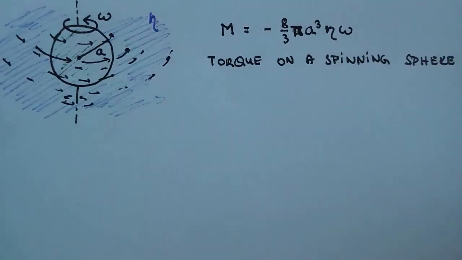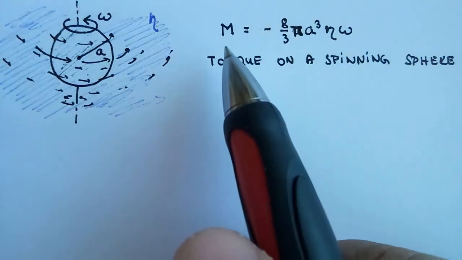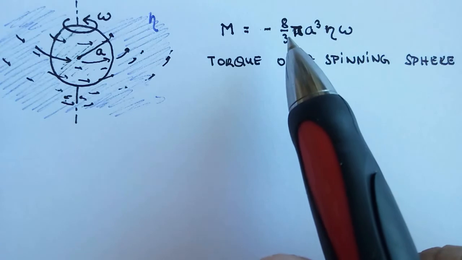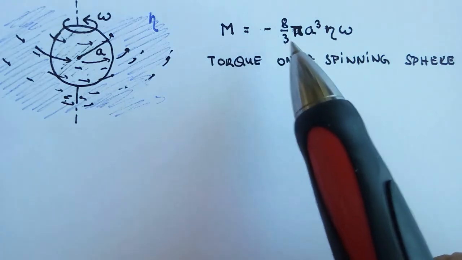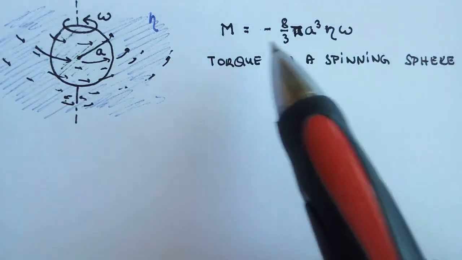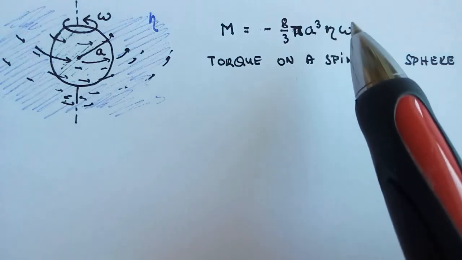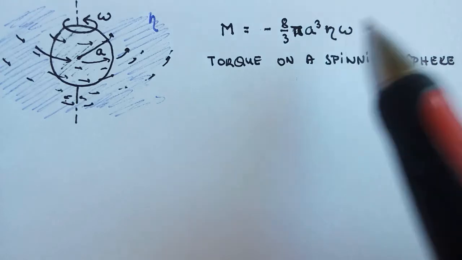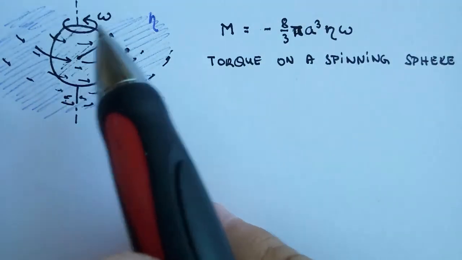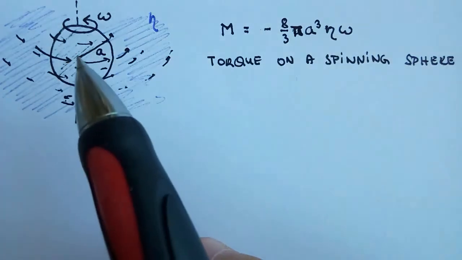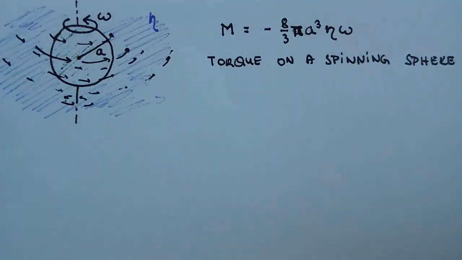Today it's about the derivation of the torque on a spinning sphere. The torque, or moment, is equal to minus 8π a cubed η ω, where η is the dynamic viscosity, ω is the angular velocity of the spinning sphere, and a is its radius.